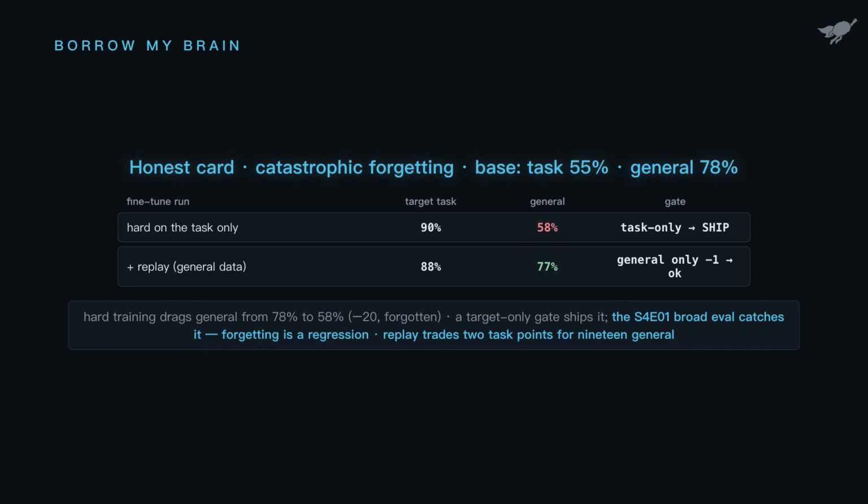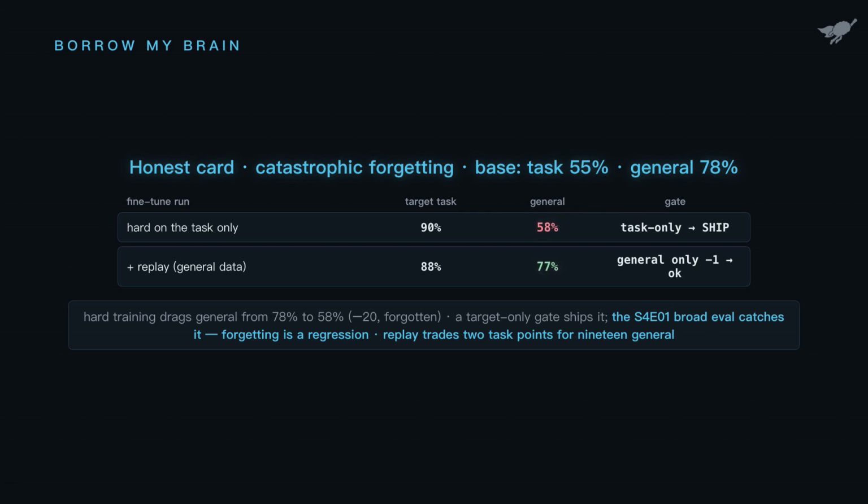Train hard on the target task only. The task shoots up to 90%. Beautiful. But general ability drops from 78% to 58%. Down 20 points. It forgot a big chunk of what it used to know. A gate that only checks whether the target task went up waves it right through, all smiles. But if you put on that broad eval gate from the first episode, test not just the target task, but general ability too. It catches this 20-point regression on the spot and blocks it.